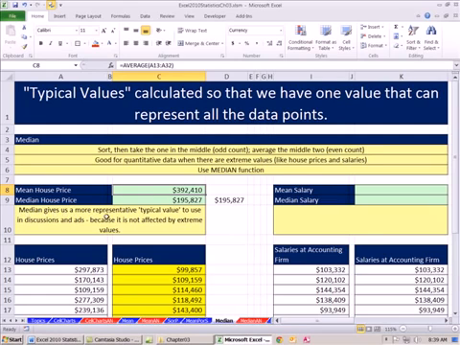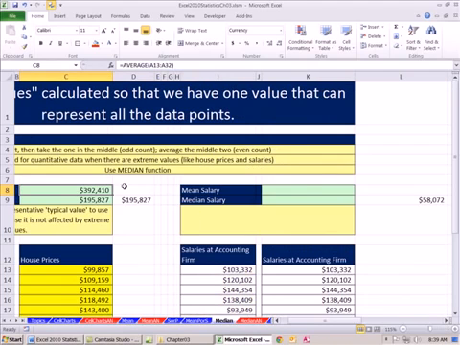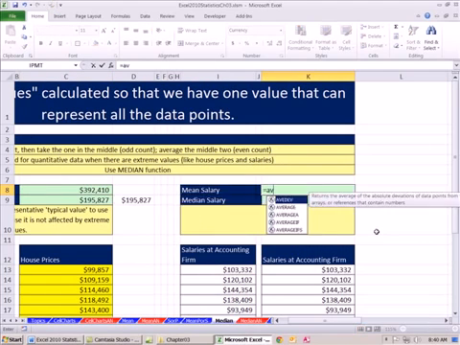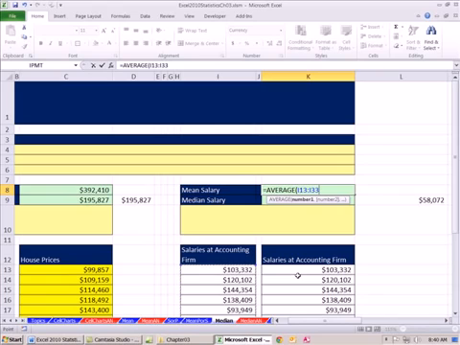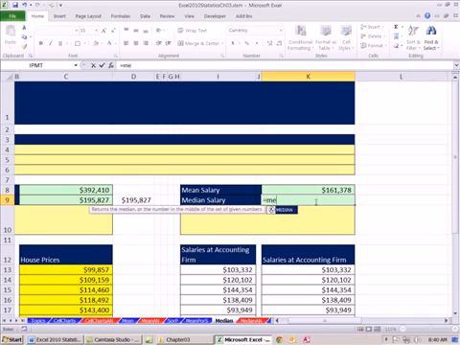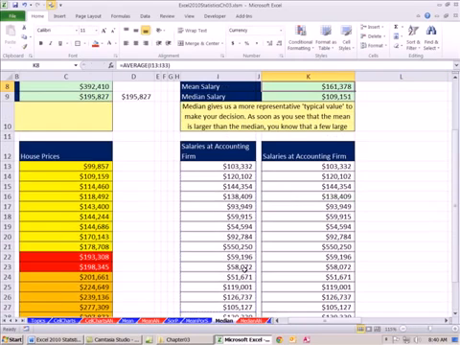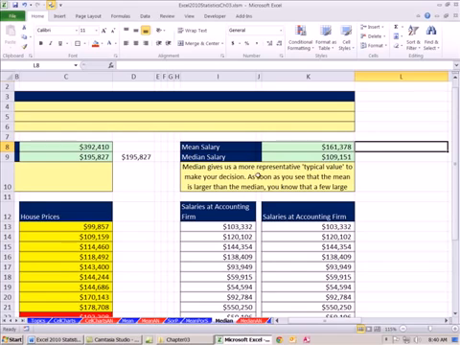All right, so median gives us a more representative typical value to use in discussion and ads because it's not affected by extreme values. All right, we can do the same set of calculations over here. There's the average, and here's the median. Oops, I already left that there. So for the salary data, same situation. We know that there's a few large values pulling the mean up. Median gives us a more representative typical value to make your decision.